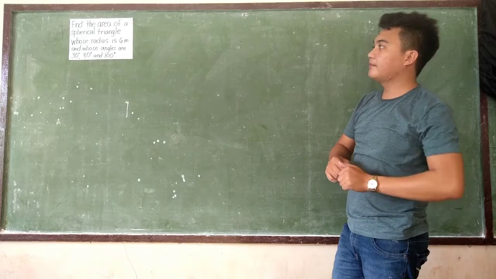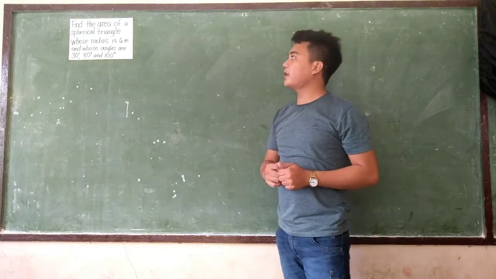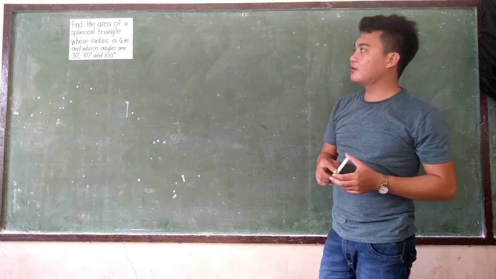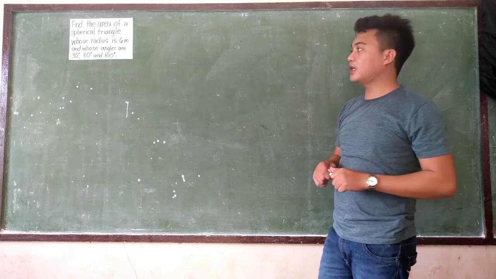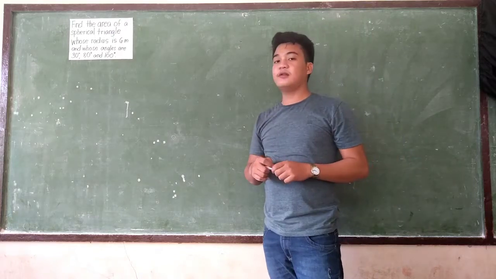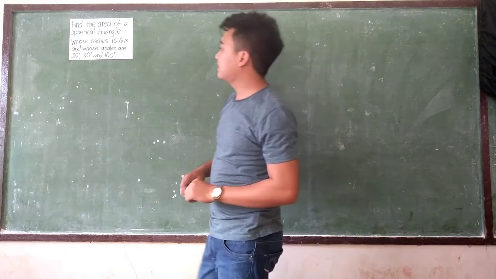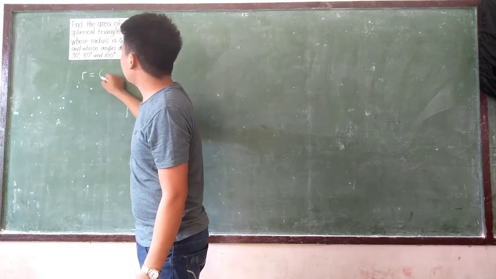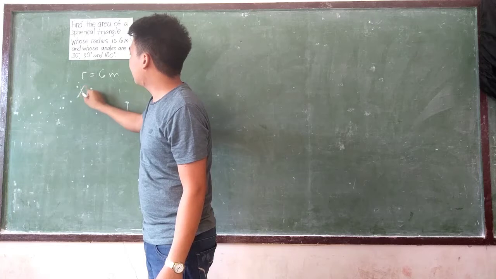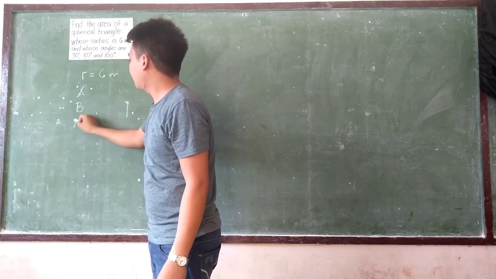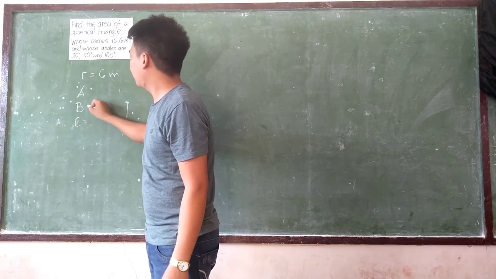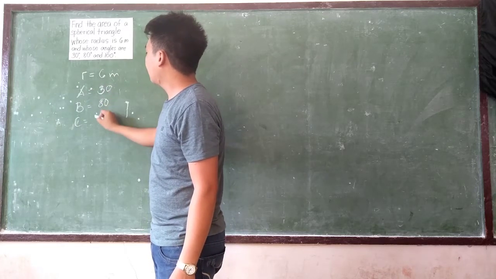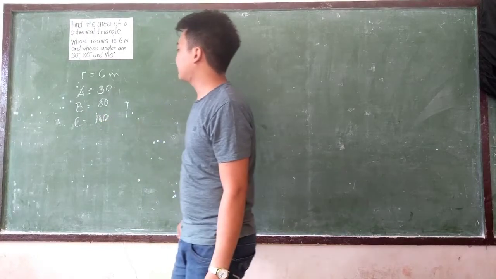So for example, find the area of a spherical triangle whose radius is 6 meters and whose angles are 30, 80, and 100 degrees. So the given are radius 6 and the angles are 30, 80, and 100 degrees.